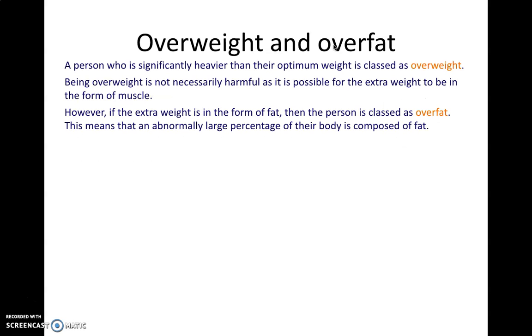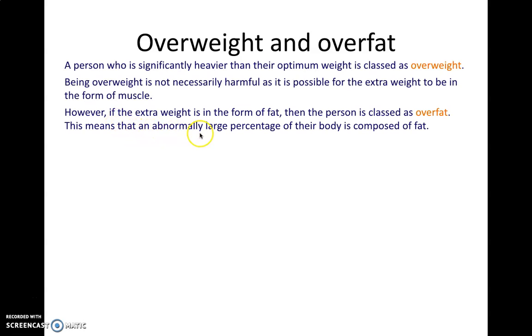So there's something to clarify when we look at weight. There's being overweight and then there's being over fat. So a person who is significantly heavier than their optimum weight is classed as overweight. Being overweight is not necessarily harmful, as it's possible that extra weight might be in the form of muscle. However, if the extra weight above their optimum weight is fat, then they will be classed as over fat because they have more fat than they need.